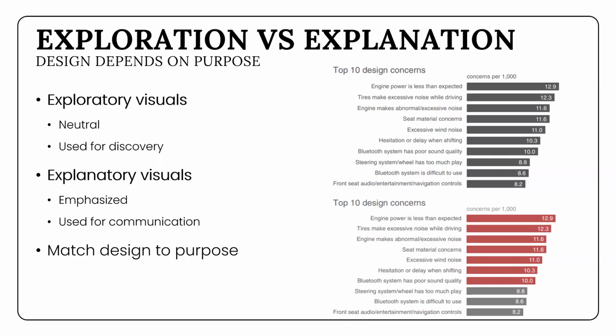In explanatory contexts, emphasis is necessary. The designer already knows the message and must guide the audience toward it. Here, pre-attentive attributes become tools of narrative structure rather than analysis. Design must therefore match purpose. Visual neutrality supports exploration. Visual guidance supports explanation. Confusing the two leads to either misinterpretation or cognitive overload.